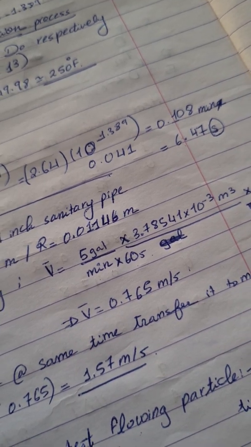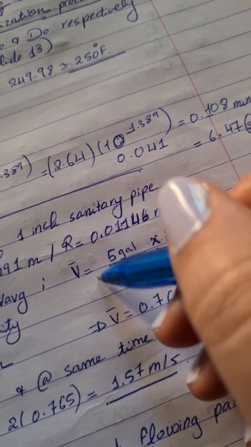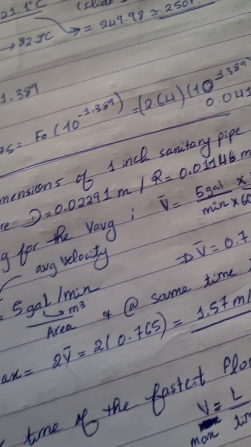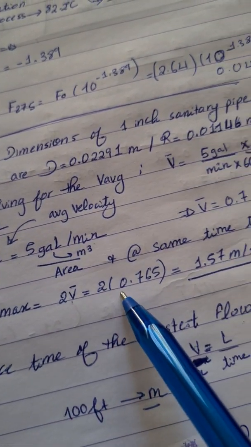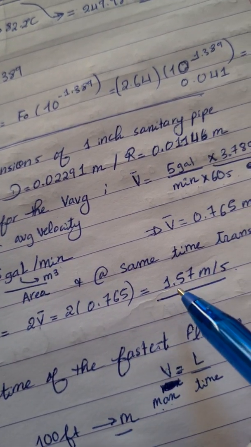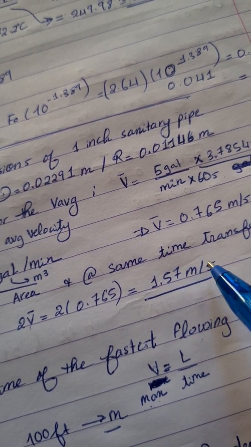What will be the V maximum? V maximum is V average multiplied by 2. So it is 2V, 2 times 0.765. It's equal to 1.57 meter per second.